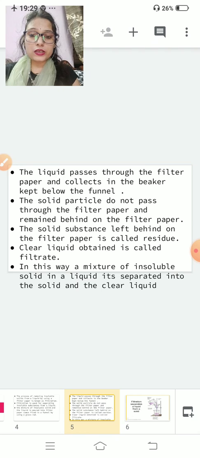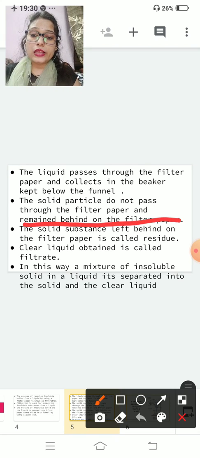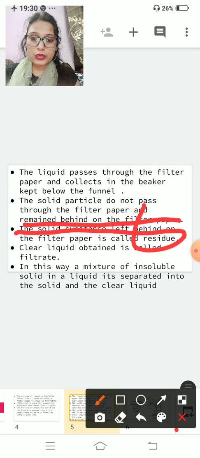The solid particles do not pass through the filter paper and remain behind on the filter paper. Clear? The solid substance left behind on the filter paper is called residue. Whatever substance remains in the filter paper is known as your residue. What is residue? The solid substance left behind on the filter paper is called residue. Clear?